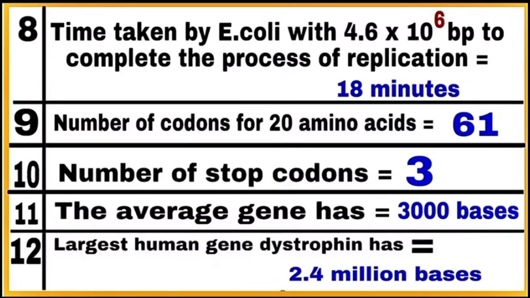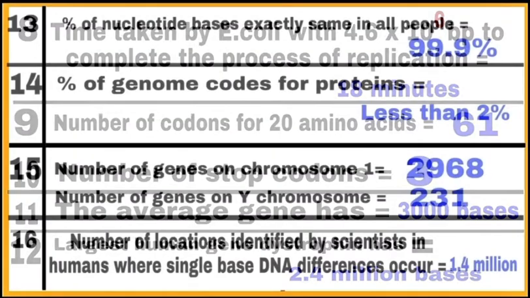Point 10. Number of stop codons. There are 3 stop codons, UAA, UAG and UGA. They do not code for any amino acid. So, in total there are 64 codons. Point 11. The average gene consists of 3000 bases, but sizes vary greatly. Come to point 12. Largest human gene, dystrophin, it has how many bases? It has got 2.4 million bases.